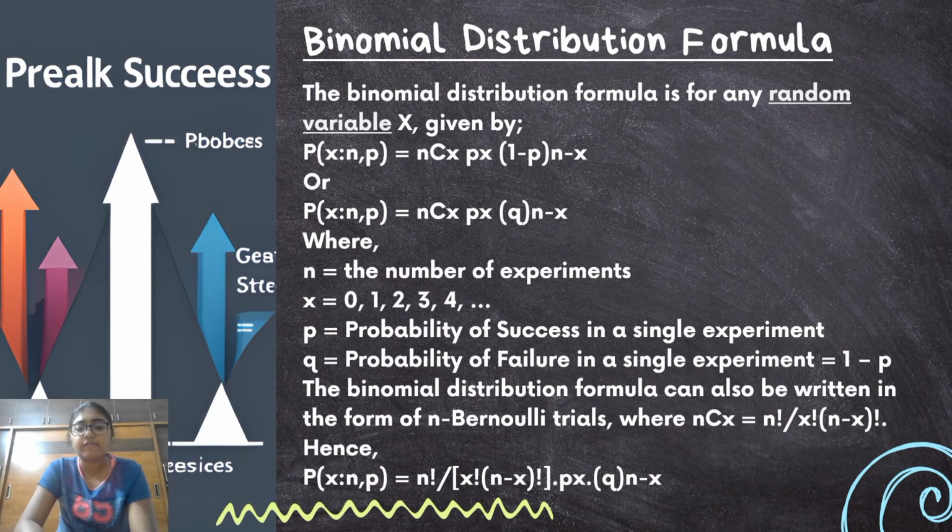Binomial distribution formula. The binomial distribution formula for any random variable x is given by the following formula.